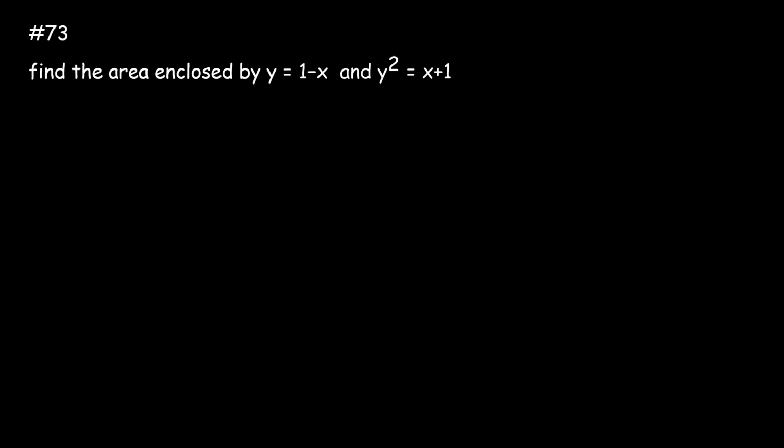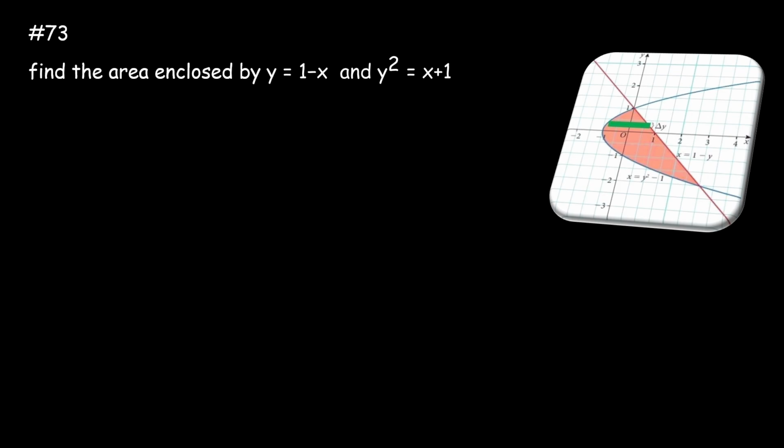Question 73. Find the area enclosed by y equal to 1 minus x, and y squared equal to x plus 1. Here's what the graph looks like. You can plot this using decimals, and you would see that you would need to go with respect to y from what the shaded region looks like. So you need to make x the subject of the formula in each of these cases. So for the first one, x is 1 minus y, and for the second one, x is y squared minus 1.